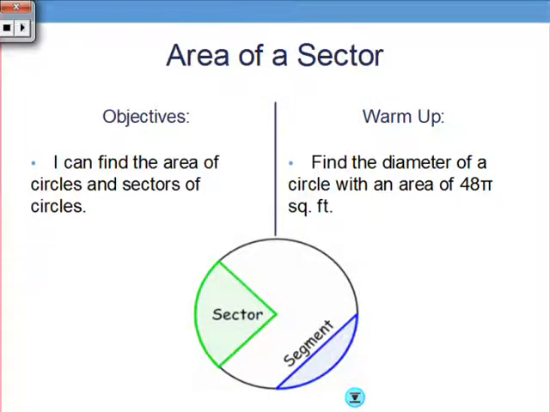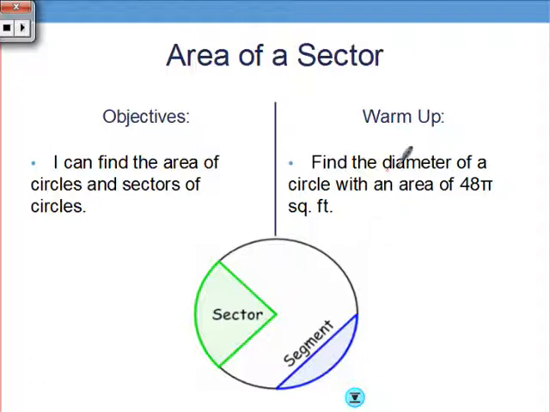Okay, welcome to 9F, which is the area of a sector. Hopefully this seems simple for you guys because we just did arc length, and there are some distinct similarities between finding the arc length and finding the area of a sector. Okay, first, find the diameter of a circle with an area of 48 pi square feet.